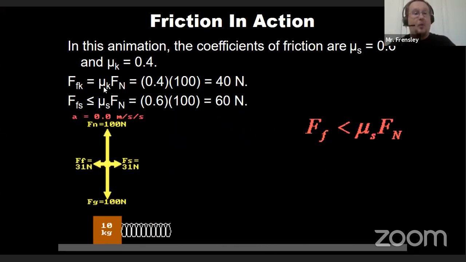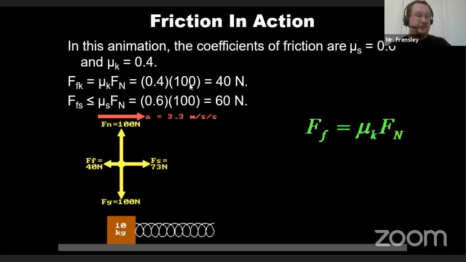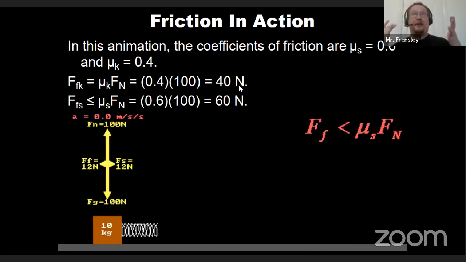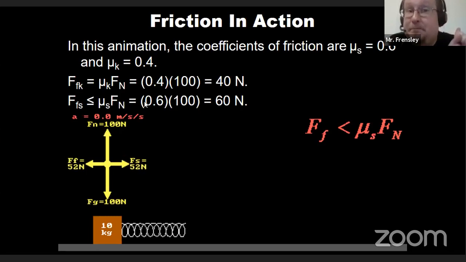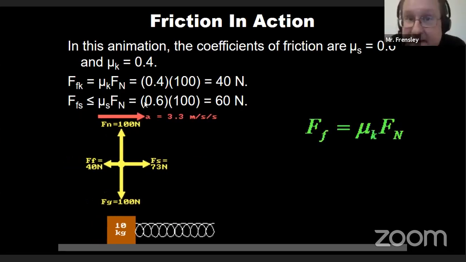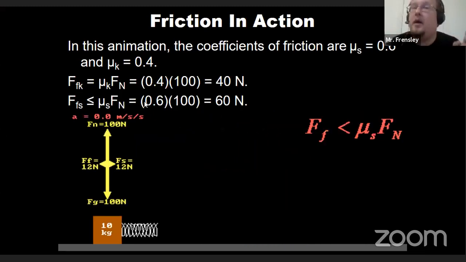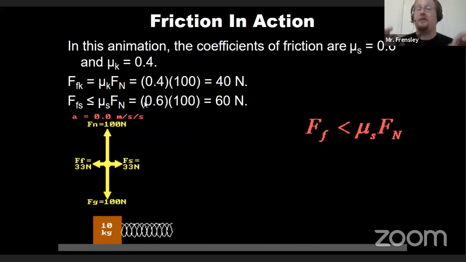So if I say, what's mu kinetic times force normal? Well, mu kinetic is 0.4, force normal is mg, so that's 10 times 10. That's a grand total of 40 newtons. So the kinetic friction is 40 newtons, but static friction's best, listen to what I just said, static friction's best, is 60 newtons. Now, does that mean that static friction is going to be 60 newtons?